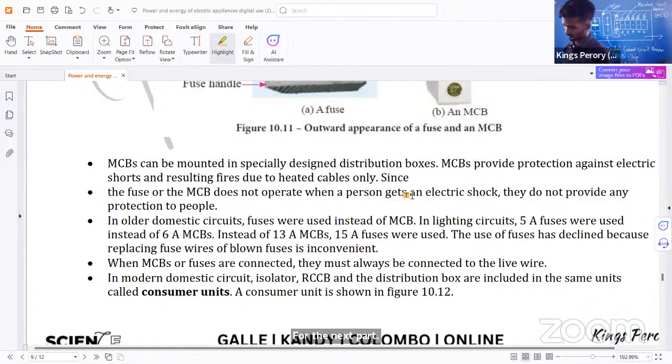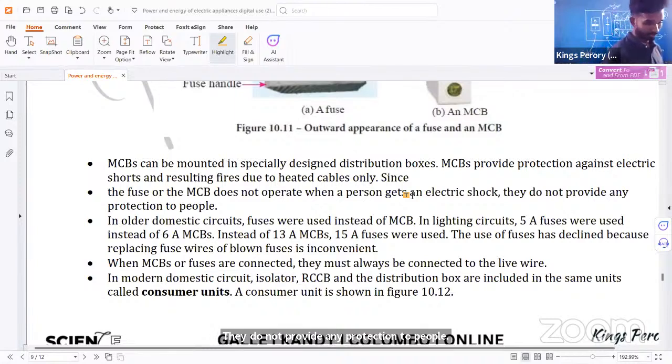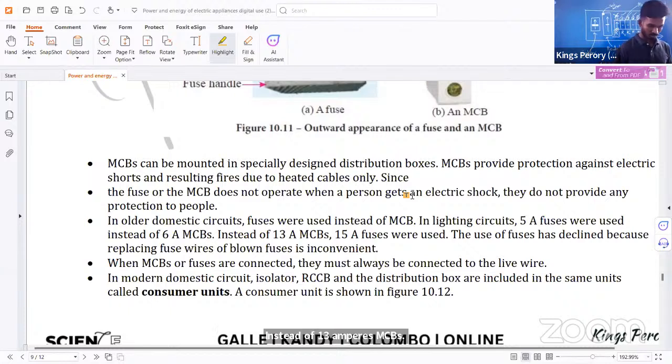MCBs can be mounted in specially designed distribution boxes. MCBs provide protection against electric shorts and resulting fires due to heated cables. Since the fuse or the MCB does not operate when a person gets an electric shock, they do not provide any protection to people. In all the domestic circuits, fuses were used instead of MCB. In lighting circuits, 5 ampere fuses were used instead of 6 ampere MCBs. Instead of 13 ampere MCBs, 15 ampere fuses were used. The usage of fuses has declined because replacing fuse wires of blown fuses is inconvenient.